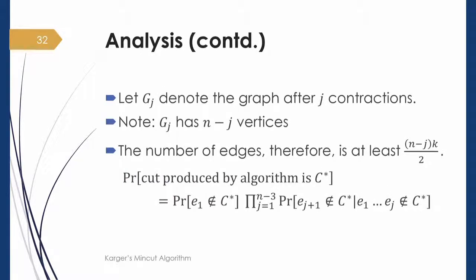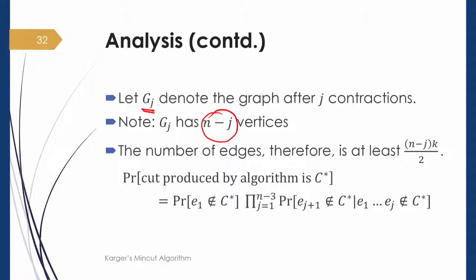So now one more notation. Let G sub j denote the graph after j contractions, and here you notice that Gj has n minus j vertices. Well, G0 will have all the n vertices. G1 will have, after one contraction, just n minus 1 vertices, and so on.